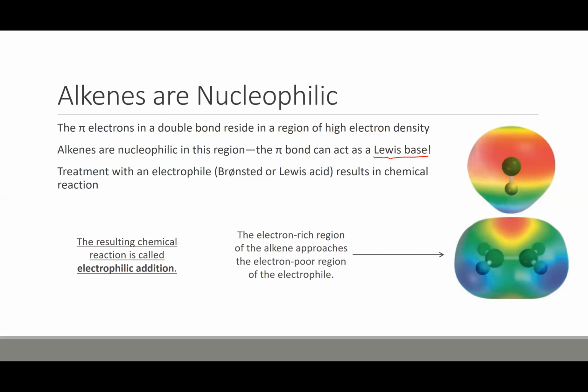So if you treat a double bond, which is a nucleophile, with something that is electrophilic, an electrophile, which means something like a Bronsted acid or just a Lewis acid, any acid in general, you'll have a chemical reaction. And this particular reaction is called an electrophilic addition. That is the addition reactions we'll be talking about today. So here's an example of a Lewis acid with its region of positive charge. This is a hydrogen here. A nice slightly positive hydrogen will react with this slightly negative double bond.